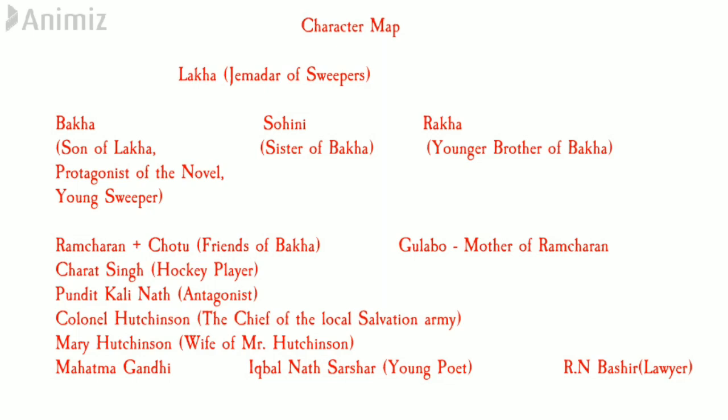Then we have Rakha, Bakha's younger brother, and Sohini, Bakha's younger sister. Then we have Havildar Charat Singh. I'll discuss him later; he is also a very prominent character of the novel. As of now, just remember the names, very important. Then we have Gulabo, who is Ramcharan's mother. And we have a couple of negative characters, some antagonists in the novel as well.